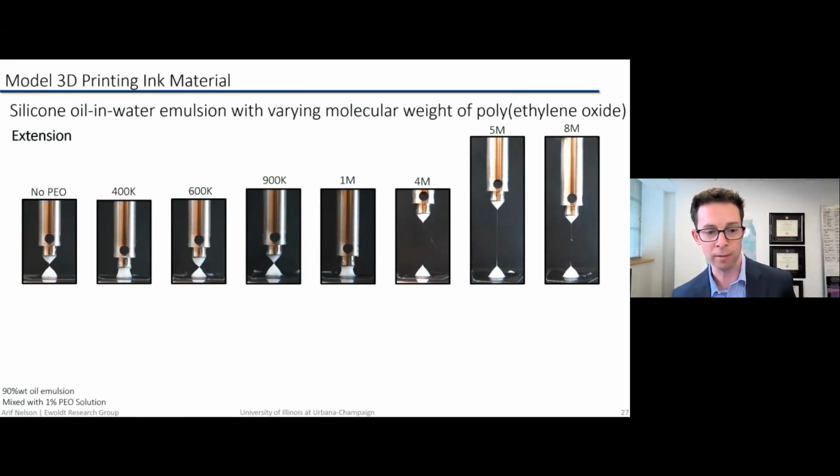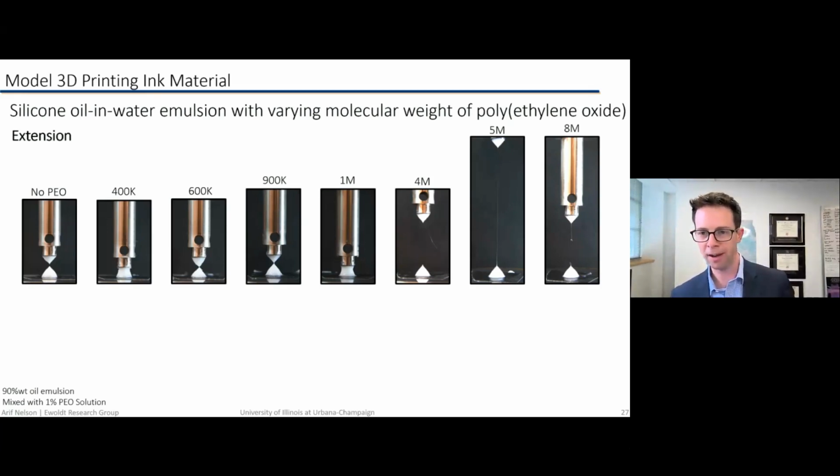It's added into an emulsion. It's an oil and water emulsion. And you see we've got a sweet spot where we get dramatic extensional thickening here with the 5 million molecular weight. These are all done at the same weight fraction, but a different molecular weight. And so the dimensionless concentration of C over C star is changing. The Weissenberg number is changing.